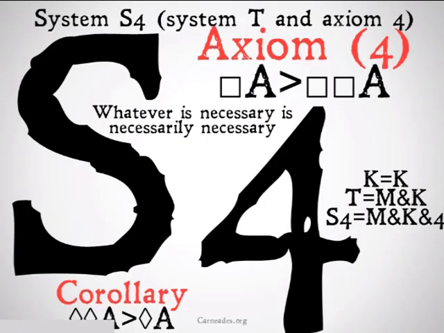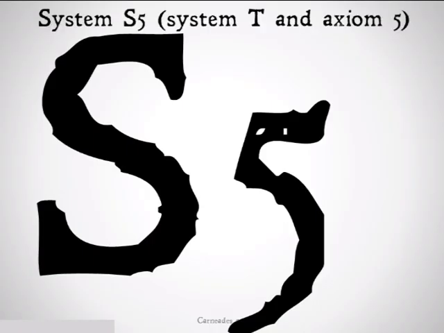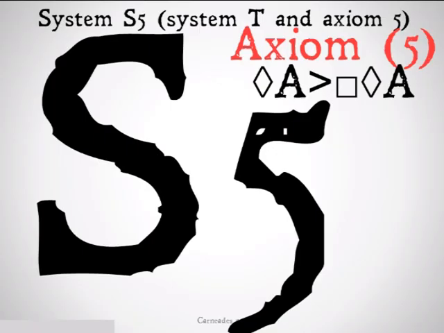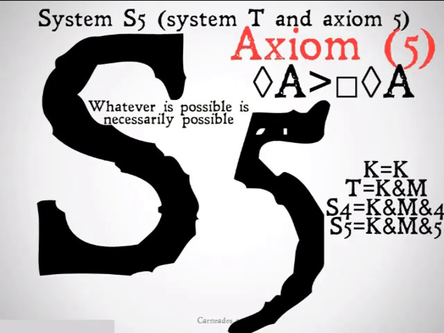That's where things get changed up for our next system, S5. System S5 is going to be System T and Axiom 5. Similar to how Axiom M was a stronger version of D, and so we didn't have to restate D, Axiom 5 is a stronger version of Axiom 4, so we don't need to restate 4 here. Axiom 5 looks like this. It's possible that A implies that it's necessary that it's possible that A. Whatever is possible is necessarily possible.